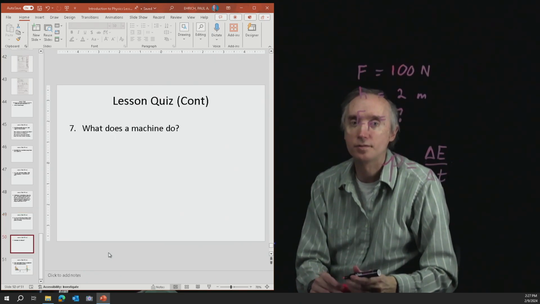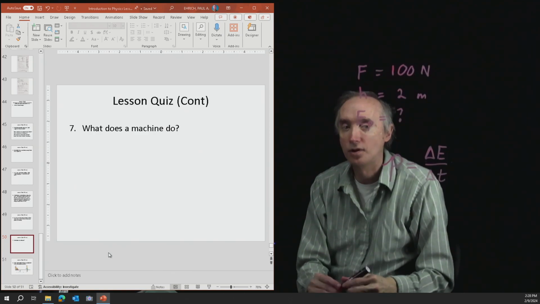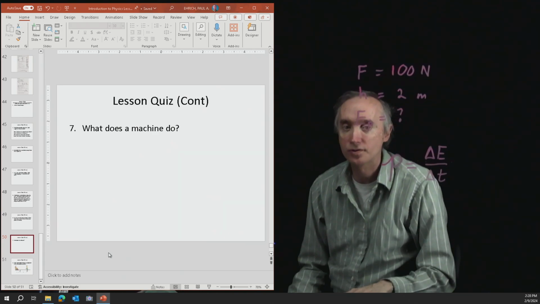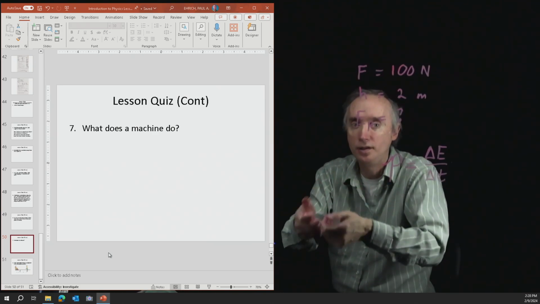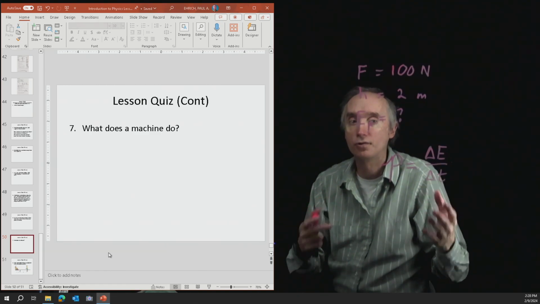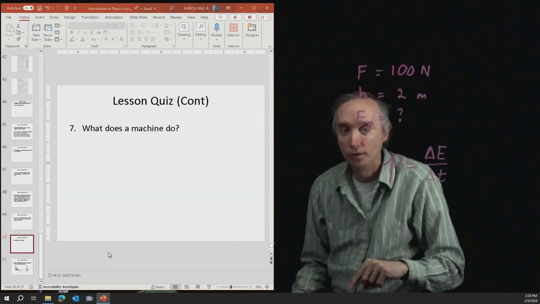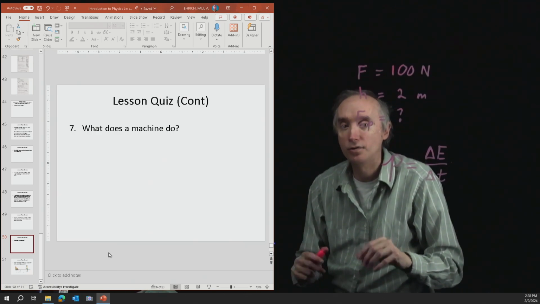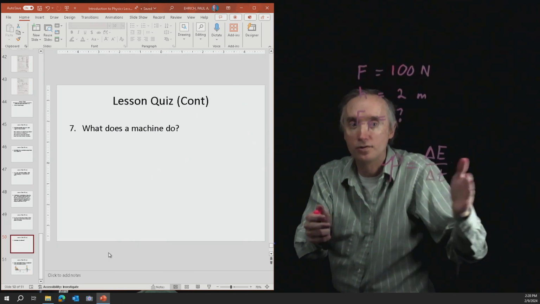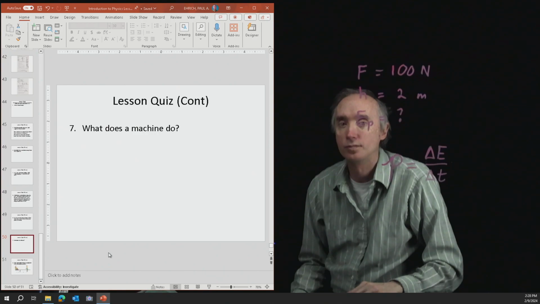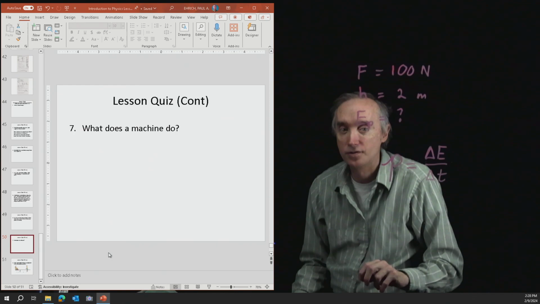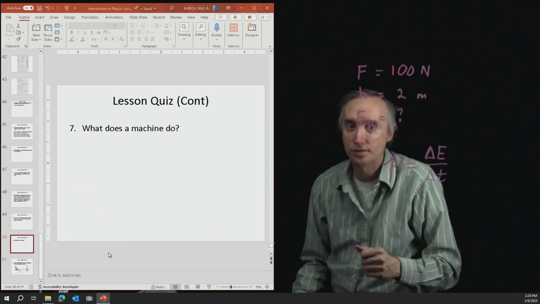Number 7, what does a machine do? So a machine can increase the amount of force that you apply. So you put in a certain amount of force, and then what comes out of the machine could be a greater force. Or a machine can increase distance. So you put in a small distance into the machine, and a large distance comes out of the machine. But it can't do them both at the same time. So it can't increase the force and the distance.